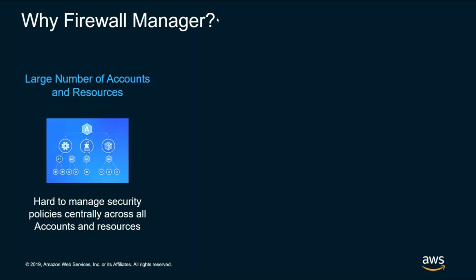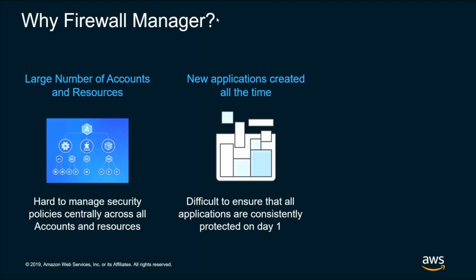And then the other challenge is that new applications were created all the time, and these new applications were built on top of different AWS services. Some applications were based on load balancers and others on CloudFront and so on. So it was hard to know when new resources or applications were created, and to protect them consistently starting day one. That was the other challenge we constantly heard from customers.